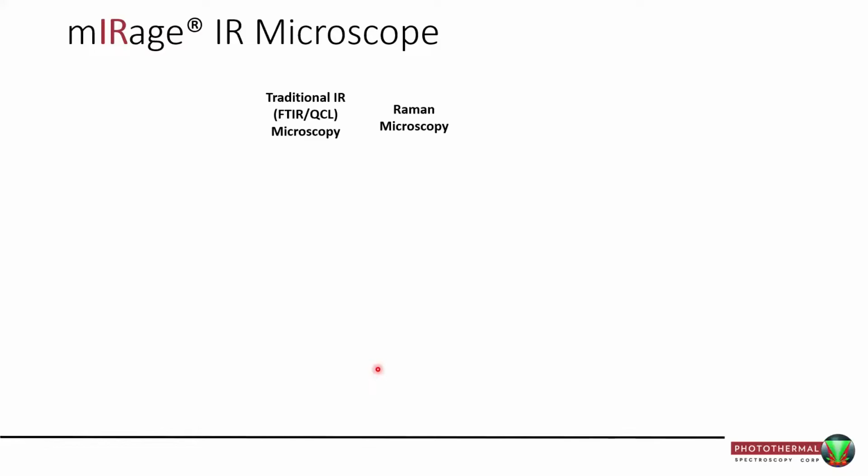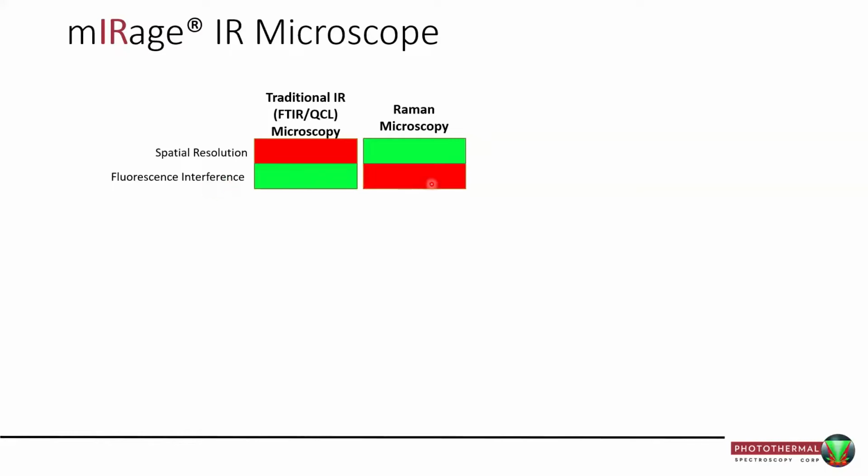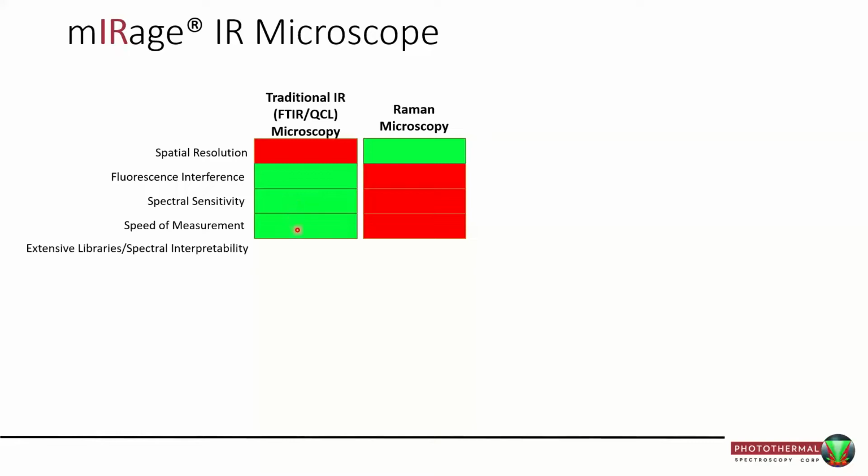So in this slide, I'm going to compare traditional IR and Raman a bit more systematically, side by side against some of the key attributes for these sorts of instruments. So spatial resolution: if you're using a microscope, you typically care about spatial resolution. And if you want the absolute best spatial resolution, at the moment you're probably considering Raman and not so much traditional IR. So I've given Raman a green and traditional IR a red because it's worse. If you were worried about fluorescence, it's going to be the other way around. I've given Raman a red and IR a green. If spectral sensitivity is a concern, typically speaking, IR is better, and therefore the speed of measurement is better.